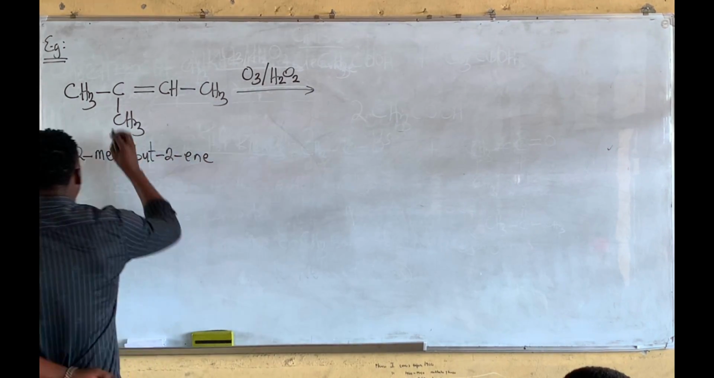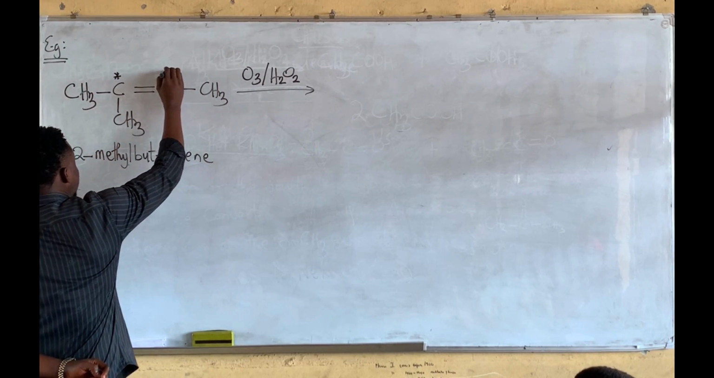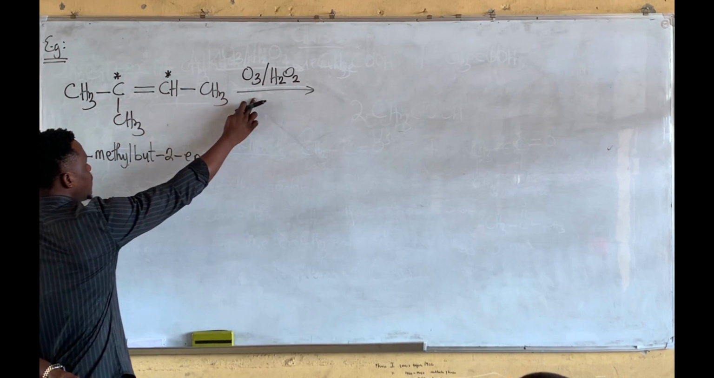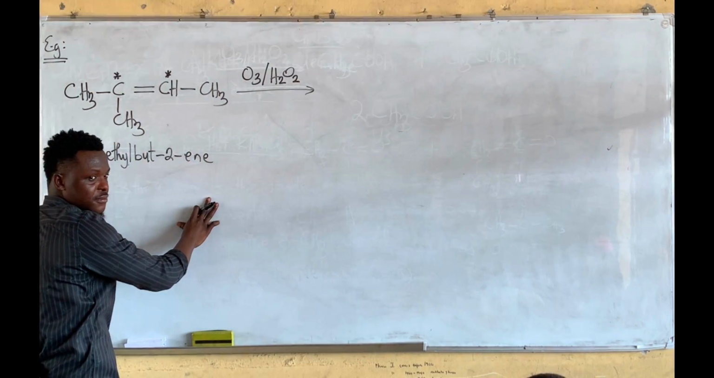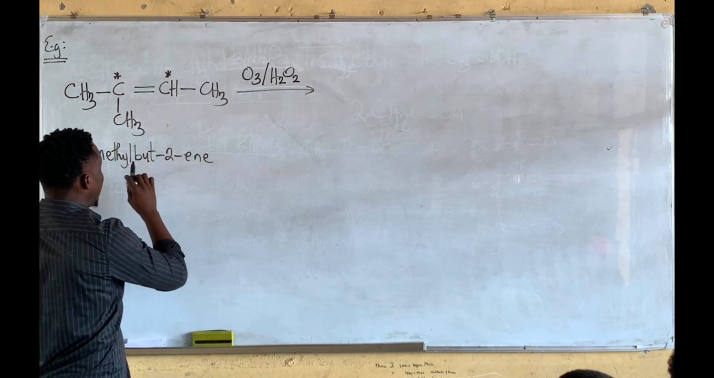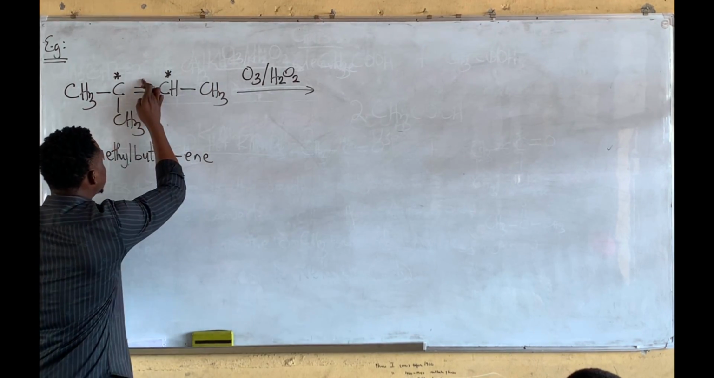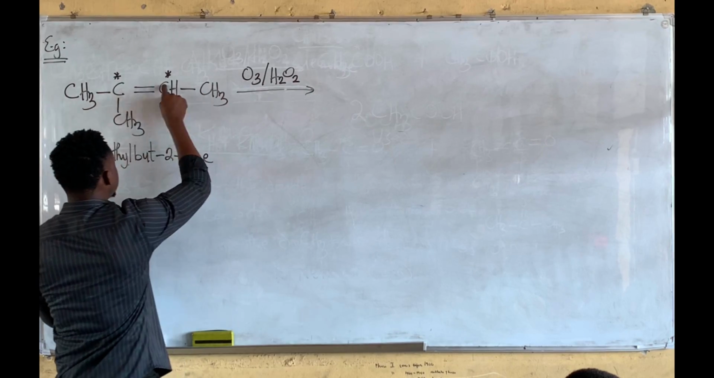Now, the 2 carbons of the double bond, I'll put the asterisk. The effect of ozonolysis, first, is to split this guy, it is a must. The reason why we say this is oxidative cleavage is that after splitting this guy, this peroxide will oxidize this carbon, adding oxygen.